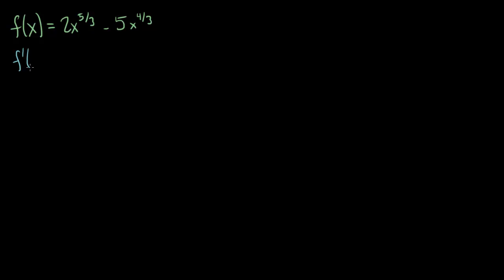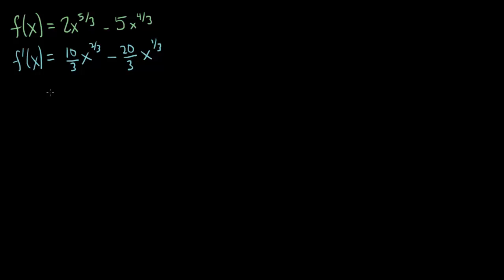So let's see here, f prime of x. Okay, this is just two power rules. You bring the original power out front. We have a 2 there already, so it's going to be 10/3, because 2 times 5/3 is 10/3, times x, and we reduce this power by 1. 5/3 minus 1 gives you 2/3. Minus, okay, we have 5, and the power rule says bring the 4/3 out front, so that's minus 20/3 times x. Now what's 4/3 minus 1? I think that's 1/3. Okay.